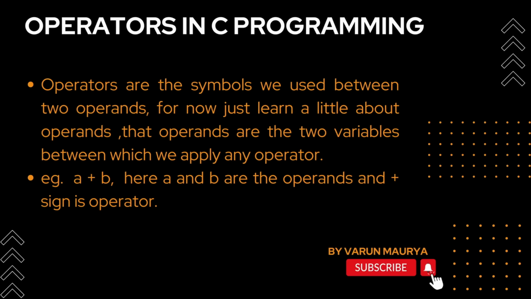Operators are the symbols we use between two operands. For now, just learn a little about operands: operands are the two variables between which we apply an operator. So the operator decides what our output will be, whether we are subtracting or adding two values.